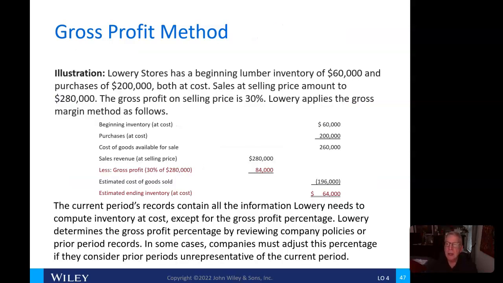Let's look at that. Here, the Lowry Stores has a beginning lumber inventory of $60,000 and purchases of $200,000, both at cost. Sales at selling price amount to $280,000. The gross profit on the selling price is 30%. Lowry applies the gross margin as follows. Here's their beginning inventory. Here are purchases, cost of goods available for sale.